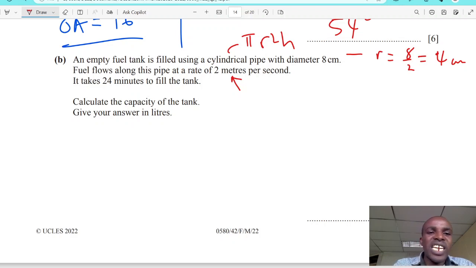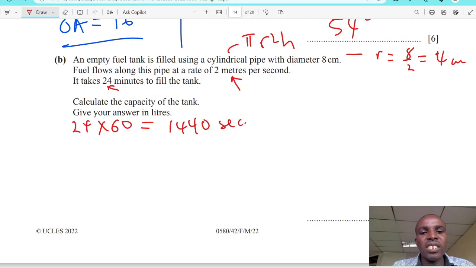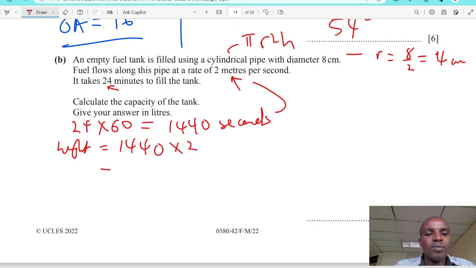So 2 meters per second, and how many seconds? Seconds is 24 times 60. 24 by 60, these are the seconds. You convert minutes to seconds. You get 1440 seconds. So that's the time in seconds. Then per each second is 2 meters. So to find the number of meters, that's the height or the length. You say 1440 times 2. You get 2880. And these are meters, right? So that will be the height.